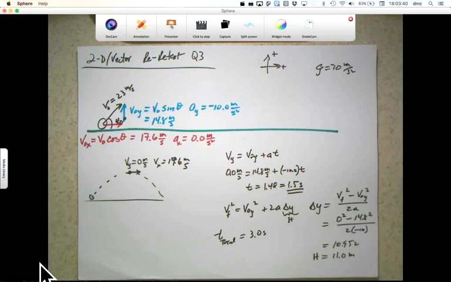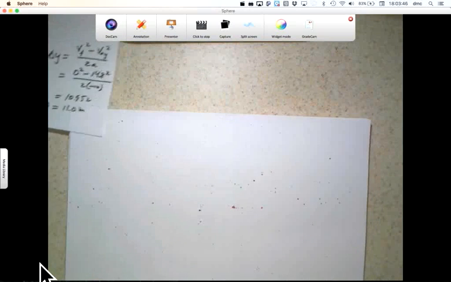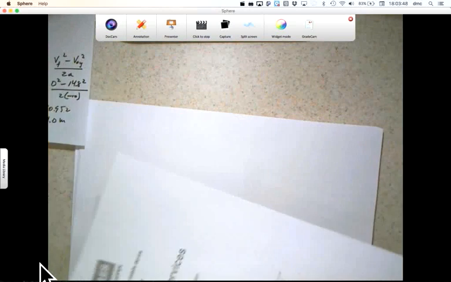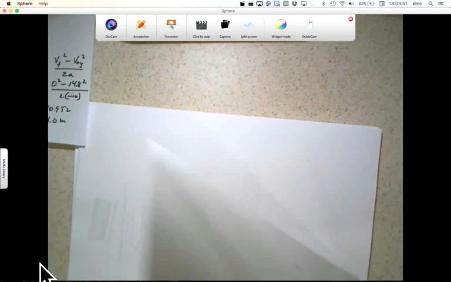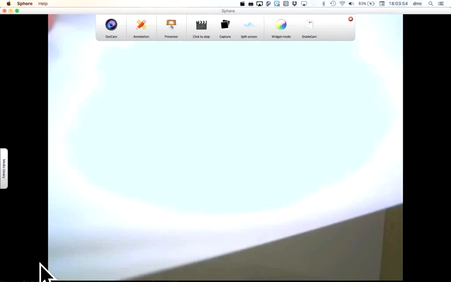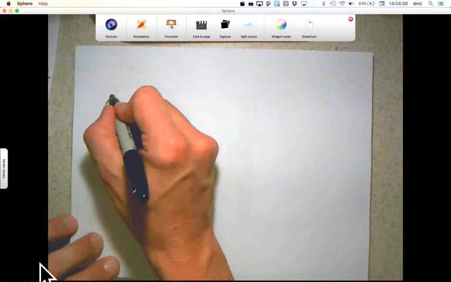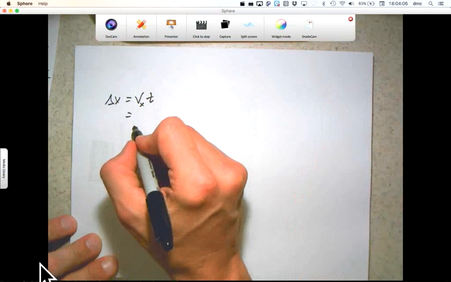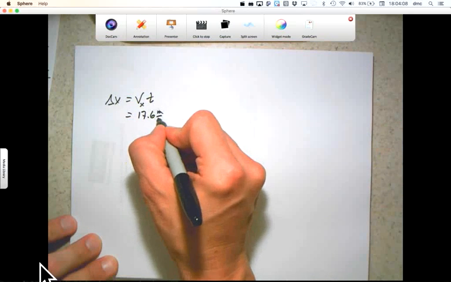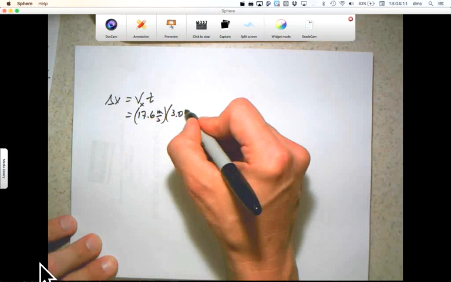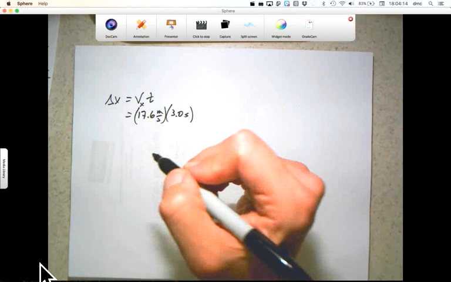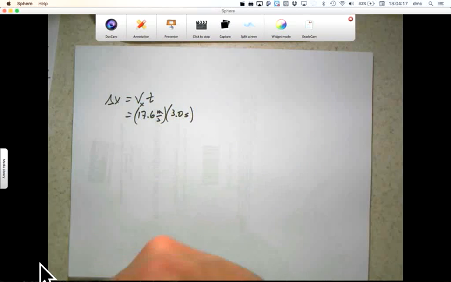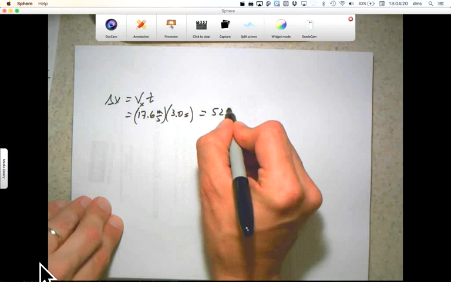Let's see here, the ball's range, so the horizontal distance. So let me pull up another bit of paper here. Okay, you see I reuse paper. So the horizontal distance, delta x, is equal to the horizontal velocity times the time to get there. So this is that horizontal velocity of 17.6 meters per second times the total time that we just figured was 3 seconds. So 17.6 times 3 is 52.8 meters.